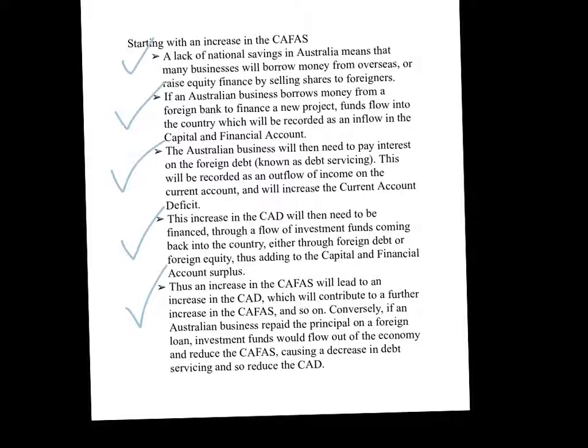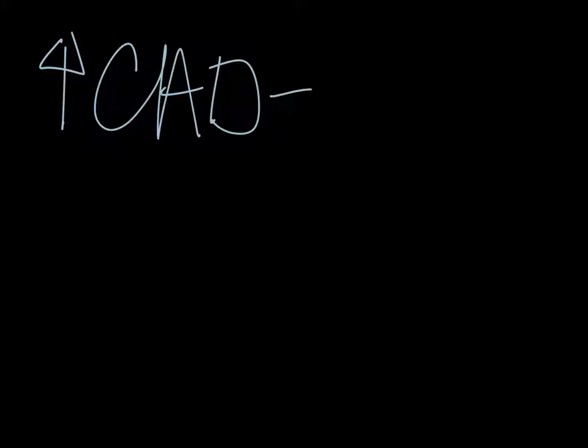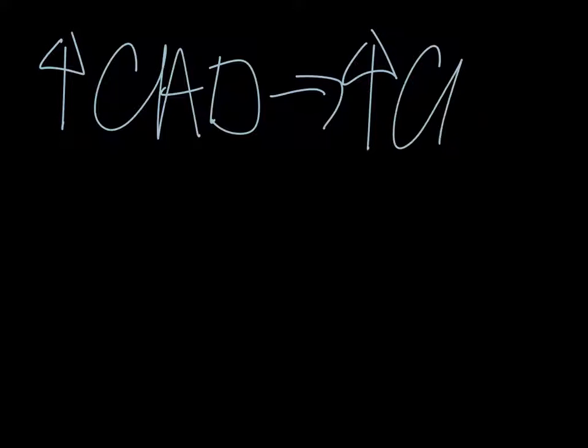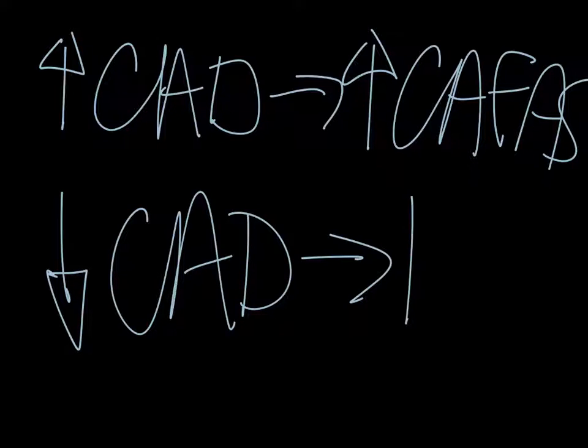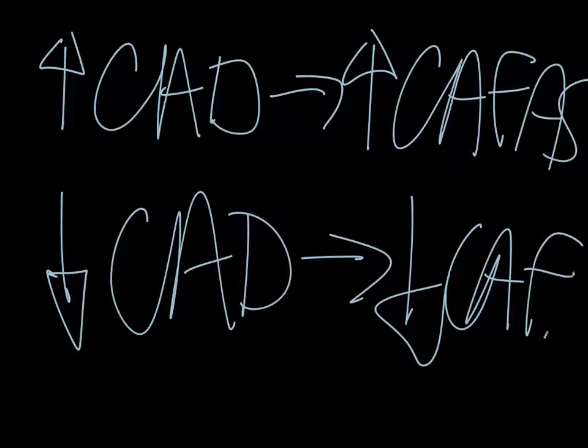Conversely, if an Australian business repaid the principal on a foreign loan, investment funds would flow out of the economy and actually reduce the CAFIS, causing a decrease in debt servicing, and so that would reduce the CAD. So there you have it, simple as that. Increase CAD leads to increase CAFIS, and so that cycle would continue, or indeed a decrease in the CAD would help to reduce the CAFIS, and that cycle of reduction would also continue.